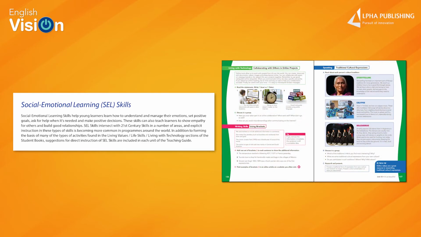That means helping them to learn to understand and manage their emotions, set goals for themselves and, just as importantly, know when to ask for help. These skills combine with 21st century skills to help students prepare to engage with the world around them. In English Vision, the social emotional skills are found in the living values, life skills and living with technology sections.